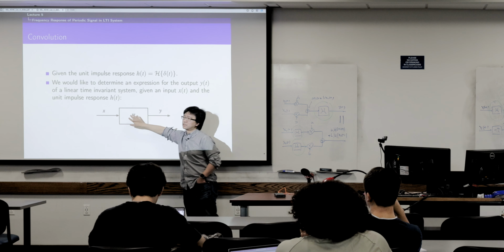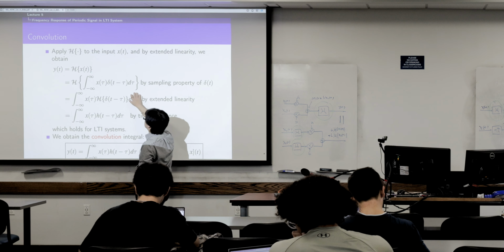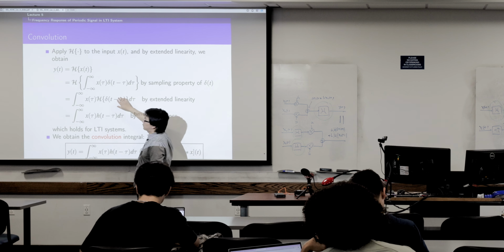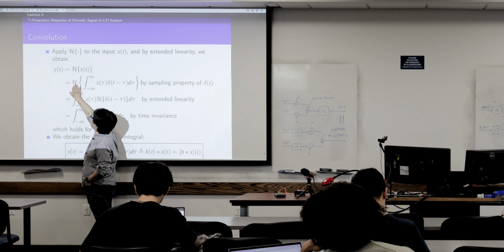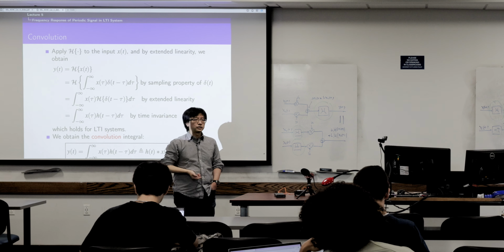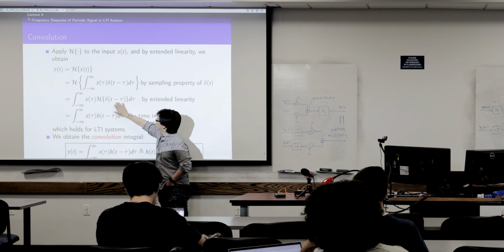The derivation is actually very simple. The first step is to write x of t using the sampling property of the delta signal. Then from here to here, we use the linearity property, which tells you that we can move h from outside to inside. The next step is to use the time invariant property, which means this equals that. Delta is the input. If we shift the input, it's equivalent to also doing the same shift in the output.